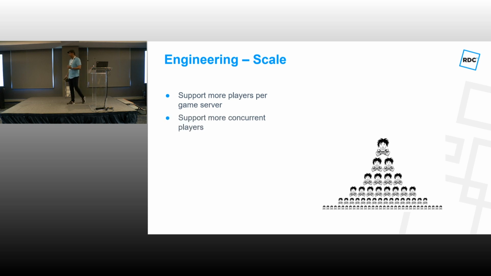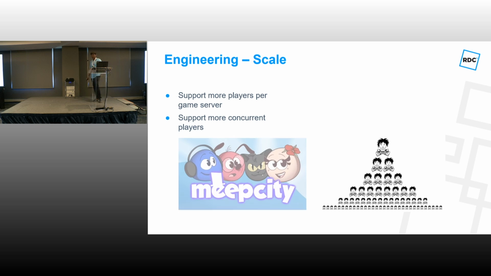The second thing about scaling is basically supporting more concurrent players. That is, more players who are online at the same time, not necessarily the same game server. So recently, Meep City had more than 150,000 concurrent players, which is basically a lot. Even for a game on the App Store, I mean, not too many games on the App Store can hit this number. It's pretty high, and it's very good. So engineering at scale allows more players to play together at the same time.